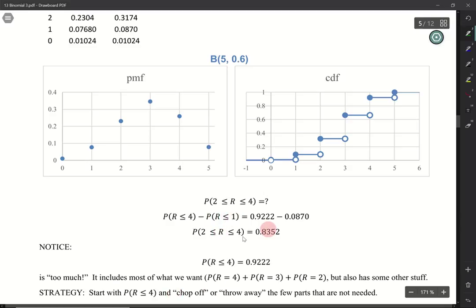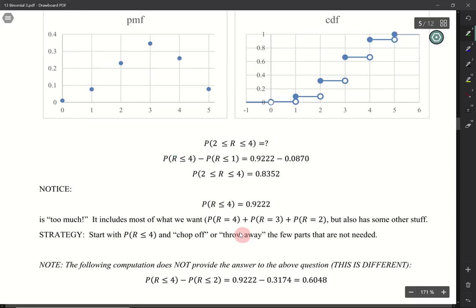Okay, and so that's a way, because the tool, the cumulative distribution function, is this. So we can use the tool to give us too much of what we need, but we can also use the tool to give us that much, right? And then we can use that to chop off the part that we don't need, and so what remains is what we want. Okay?